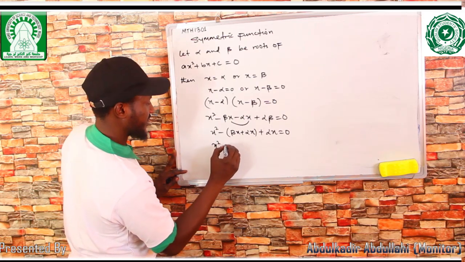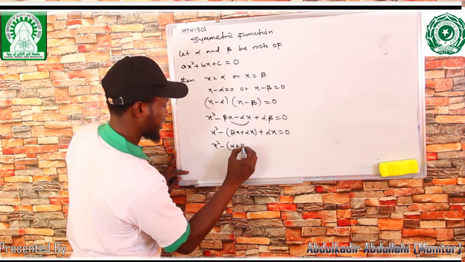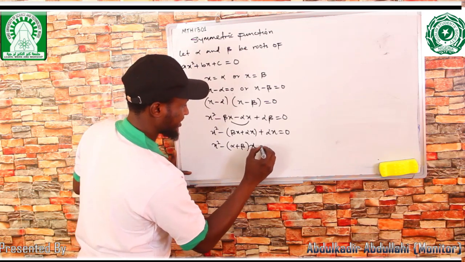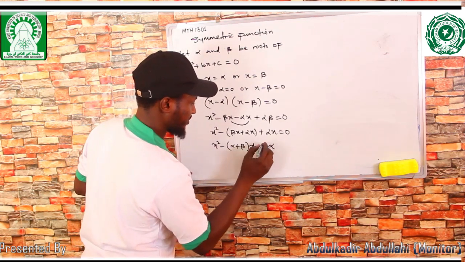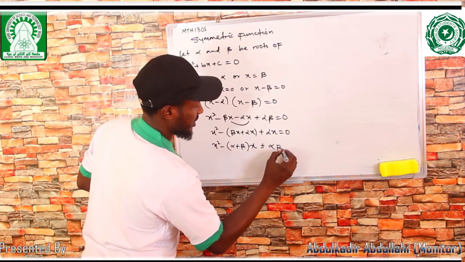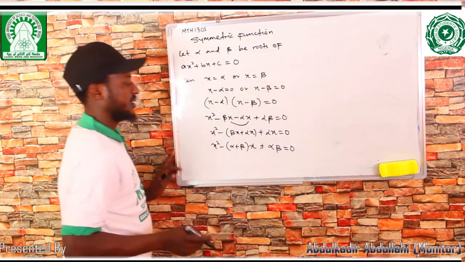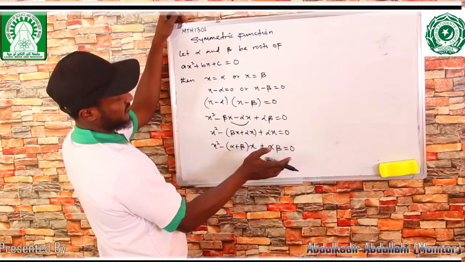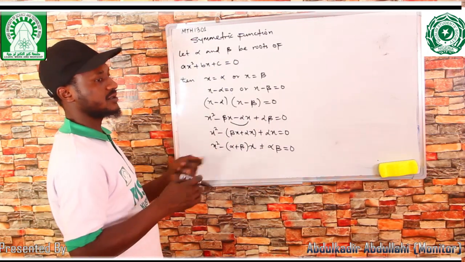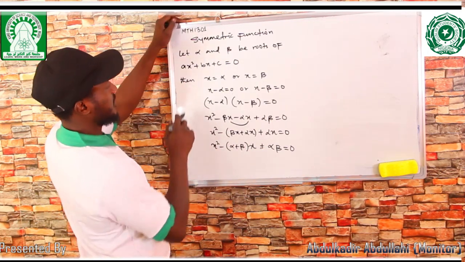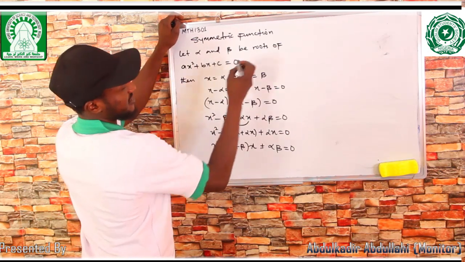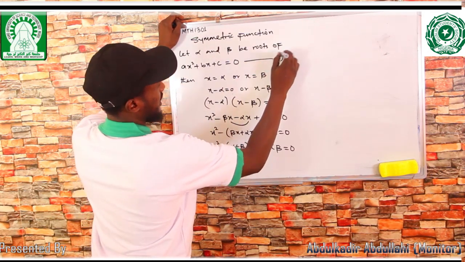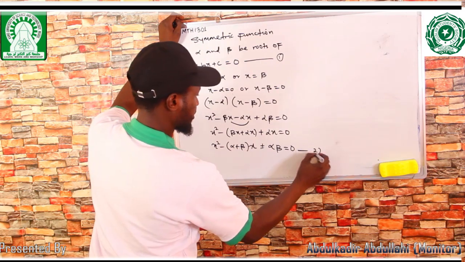Also, at last I can factor out x. x squared minus alpha plus beta, all times x, plus alpha beta is equal to 0. So the essence of doing this is to find the formula for finding the sum and product of the roots. Now let me name this equation 1 and let me name this equation 2.